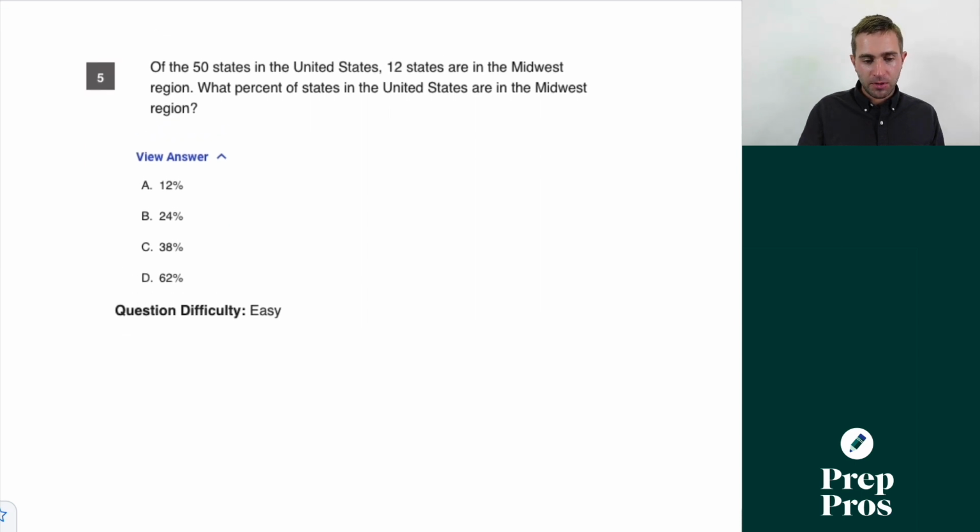All right, question number 5. Of the 50 states in the United States, 12 states are in the Midwest region. What percent of the states in the U.S. are in the Midwest region? Well, this is just going to be Midwest over all states, so 12 over 50. That's going to equal 24%.